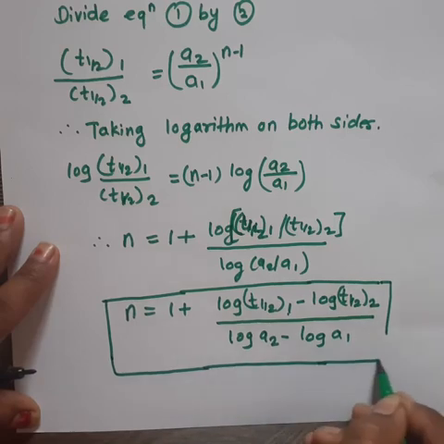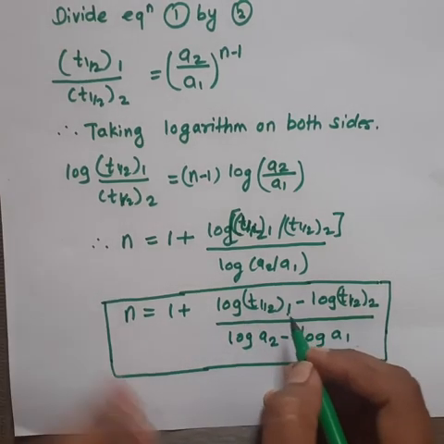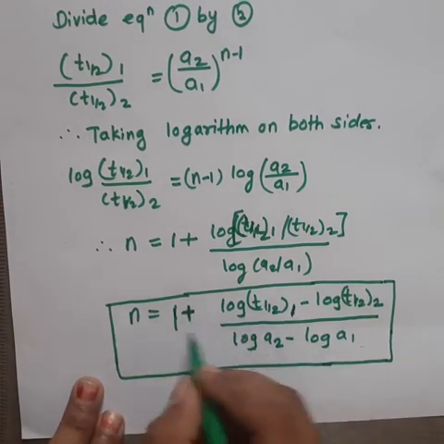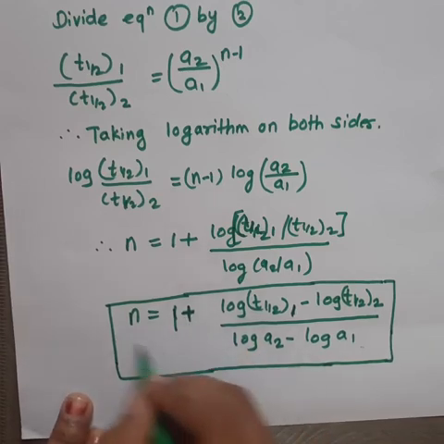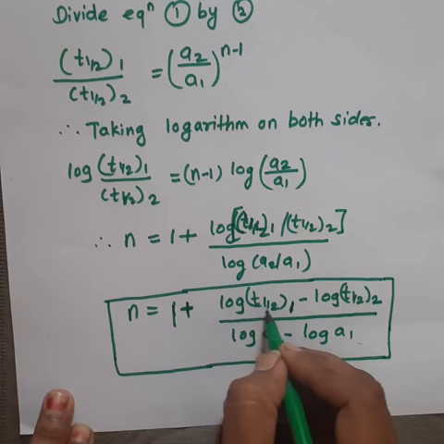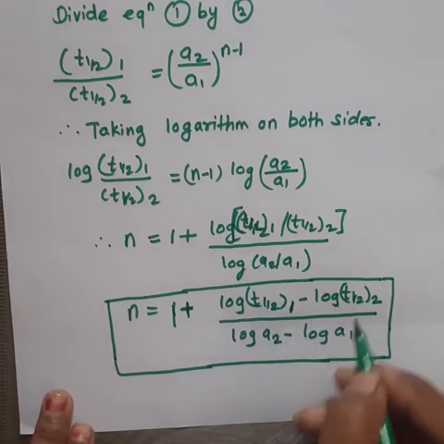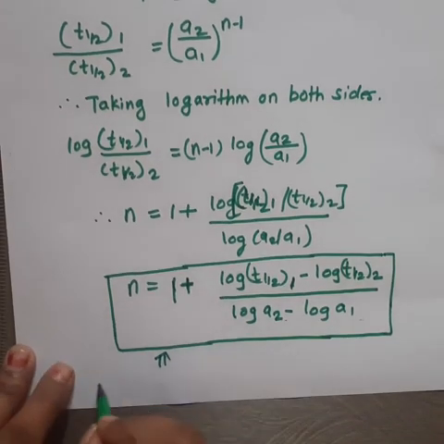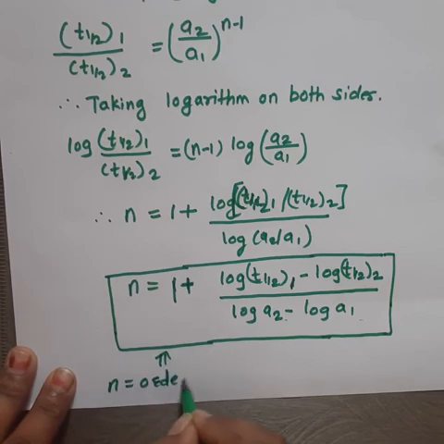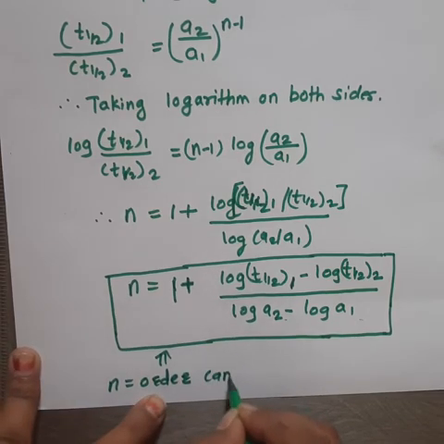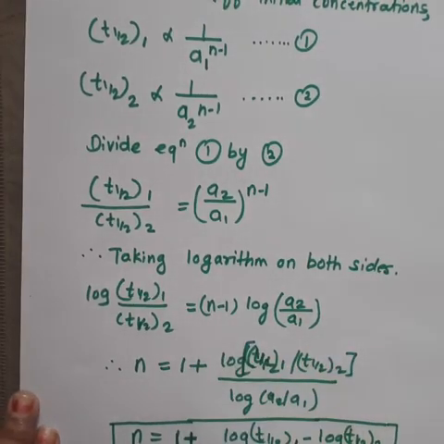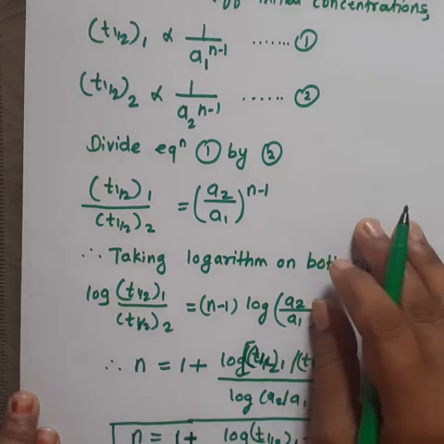So at two different initial concentrations A1 and A2, the half-life becomes T half of 1 and T half of 2, and from this equation we can determine the order of a chemical reaction: n is equal to 1 plus log of T half of first minus log of T half of second, divided by log A2 minus log A1. Therefore, from this equation the order n can be determined. Thus, by using the half-life method, we can determine the order of a chemical reaction.